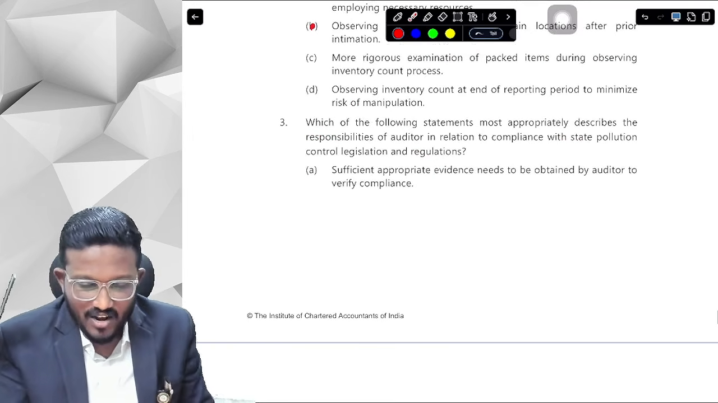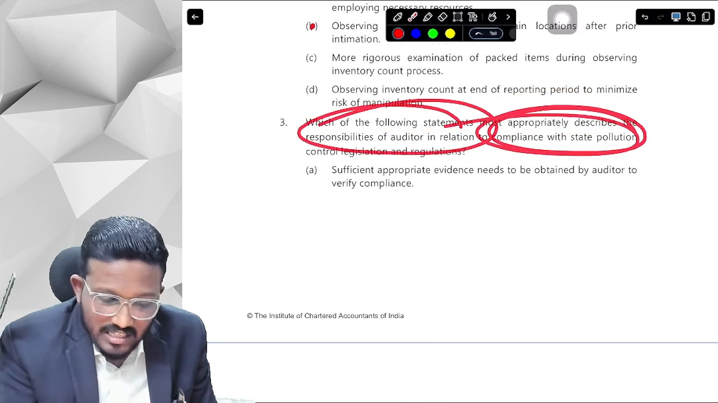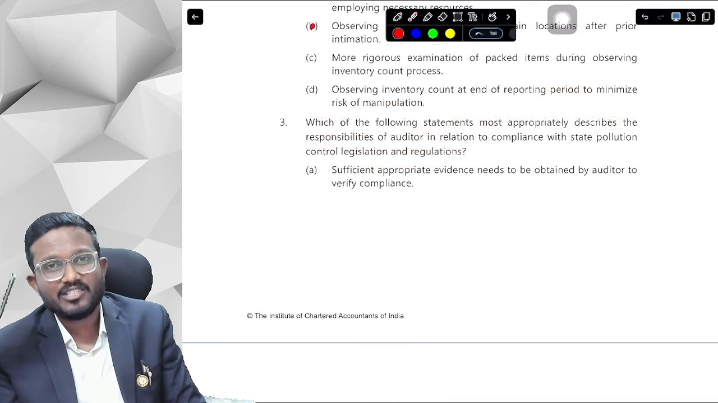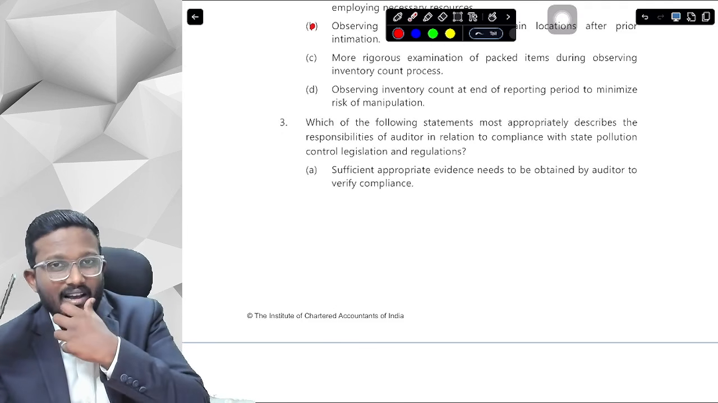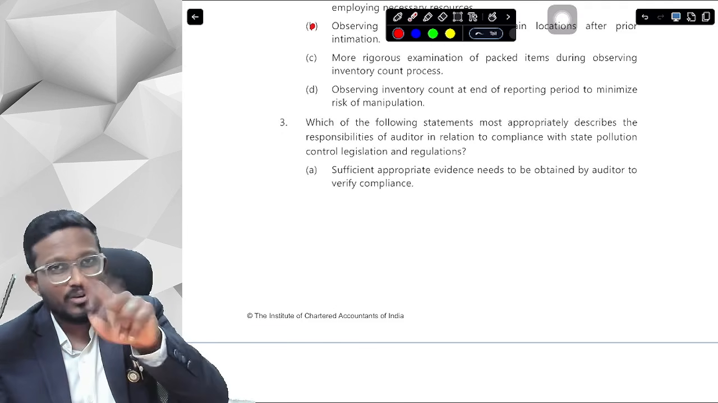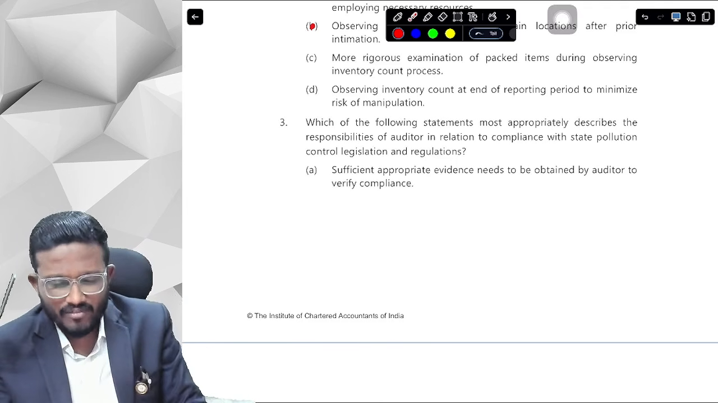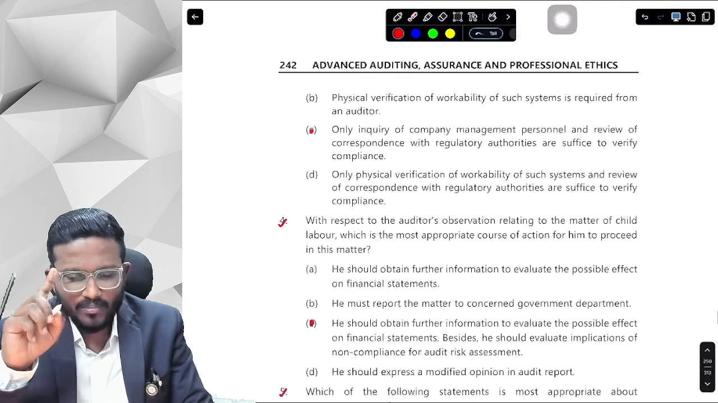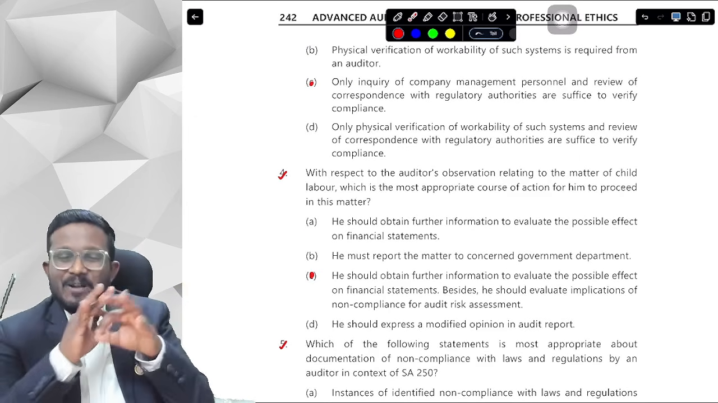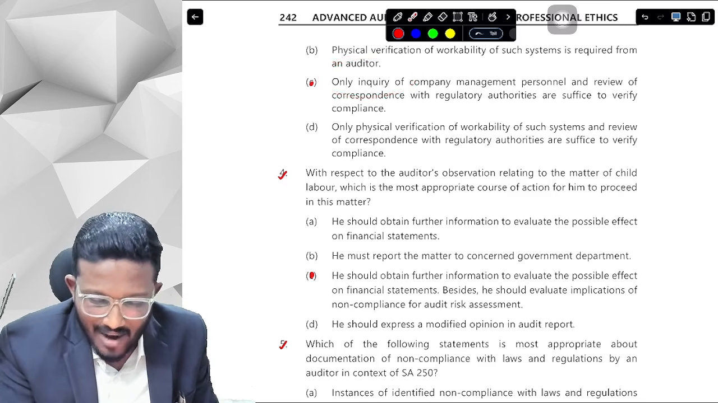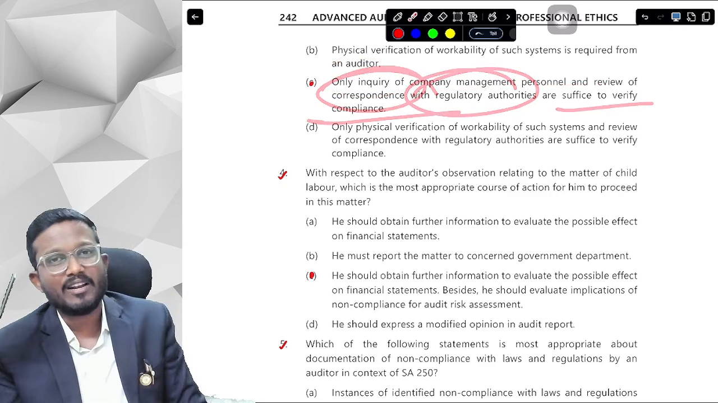Okay, yes sir. Next, which of the following statements most appropriately describes the auditor's responsibilities relating to compliance with statutory legislation and regulation? So basically, as per SA 250, there are two types of law and regulation. One is having a direct effect and one is fundamental to the operating aspects. So this particular law and regulation is fundamental to the operating aspects. So what we have to do, we have to obtain sufficient and appropriate audit evidence regarding its compliance? No sir, we just have to do inquiry of company management personnel and review the correspondence and communication with the regulatory authorities to verify the compliance.